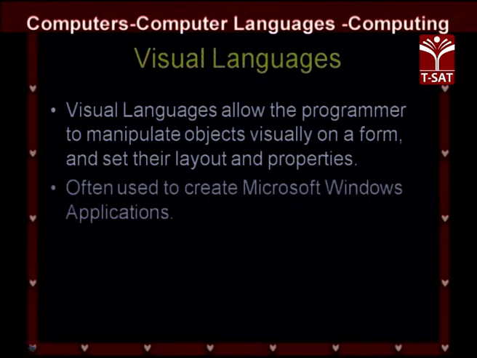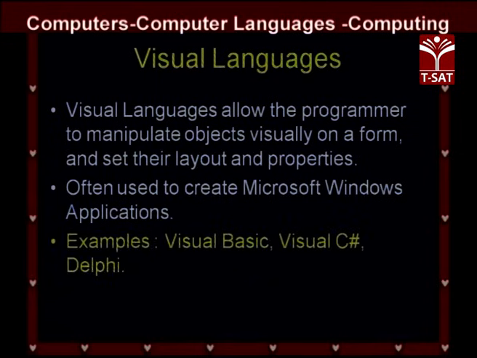Visual languages allow the programmer to manipulate objects visually on a form or set layout properties. Some examples are Visual Basic and Visual C++. These are a few examples of languages that work under visual languages, and the programs here are developed using a visual language.